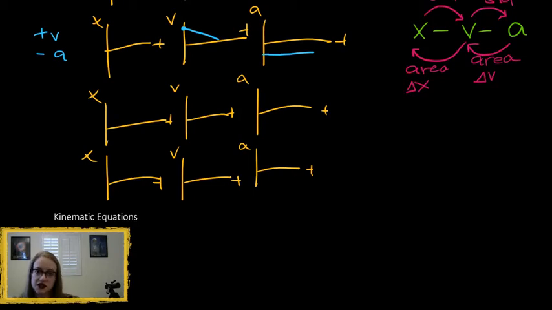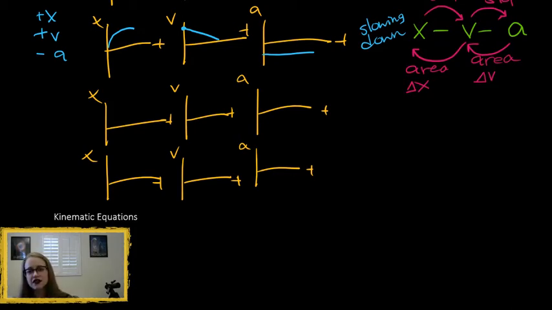What would the position graph of this look like? We need a positive slope of this line, but we need that slope to decrease. So we're going to start with a big slope and go to a smaller slope. This object is slowing down. Positive position, positive velocity, it's above the x-axis, then negative acceleration.